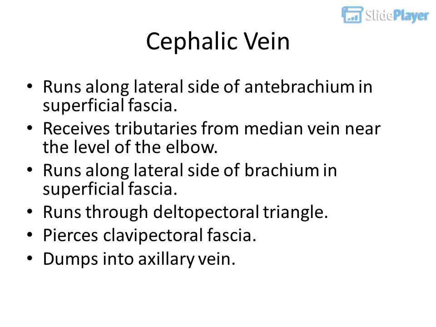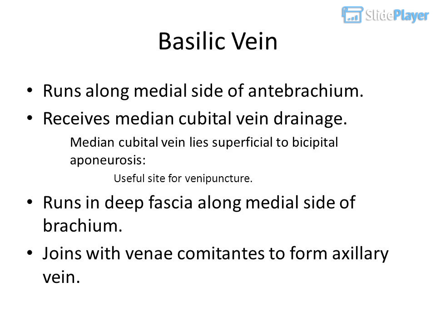Cephalic vein: runs along the lateral side of the antebrachium in the superficial fascia, receives tributaries from the median vein near the level of the elbow, and runs along the lateral side of the brachium in the superficial fascia. It runs through the deltopectoral triangle, pierces the clavipectoral fascia, and drains into the axillary vein. The basilic vein runs along the medial side of the antebrachium.